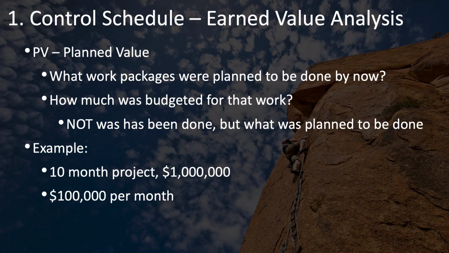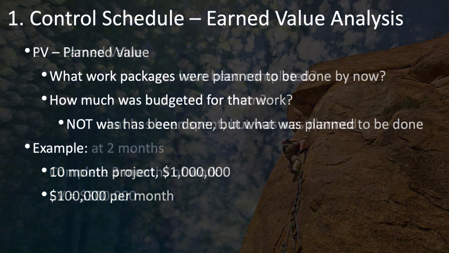For example, suppose you're working on a 10-month project that has a total project cost of $1 million, and that you're expected to spend, just to keep it simple, $100,000 per month. That means at the end of, say, a month, your planned value is $100,000. After 2 months, it's $200,000, and so on, regardless of how much you're actually spending on the project or how much you're actually getting done. That's the plan. So that's your planned value per month.